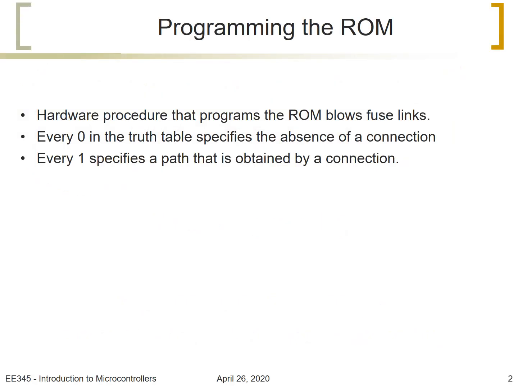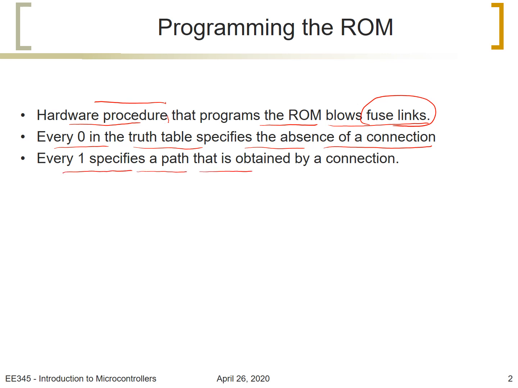Programming of the ROM: when we look at the hardware procedure that programs the ROM, this procedure blows fuse links, and every zero in the truth table of the ROM specifies the absence of a connection, which means the fuse is blown. On the contrary, every one in the truth table specifies a path that is obtained by a connection, which means the fuse remains connecting two points with each other.